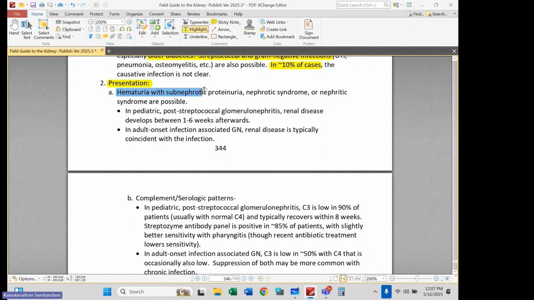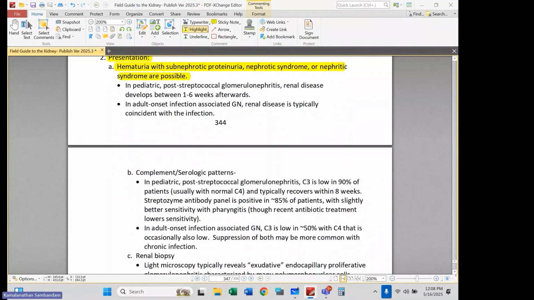And how do these present? Well, typically with a nephritic syndrome. However, you can have more subtle presentations where just a little bit of proteinuria is present, or a more nephrotic picture. So again, a varied presentation in this glomerular disease.